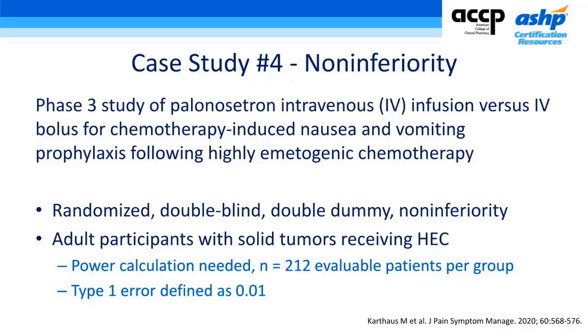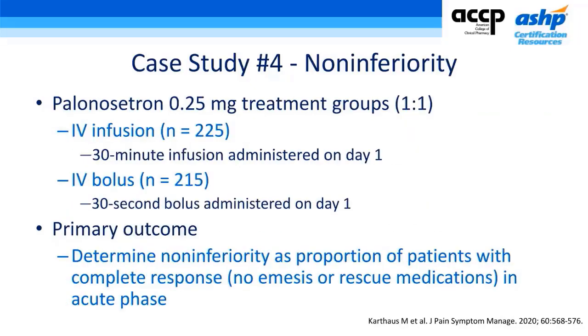Power calculation, they stated they needed 212 evaluable patients per group, and then their type 1 error was defined as 0.01. The treatment was palonosetron 0.25 milligram, IV infusion or IV bolus, 1-to-1 randomization, pretty close to that, with the 225 in the IV infusion and 215 in the IV bolus.